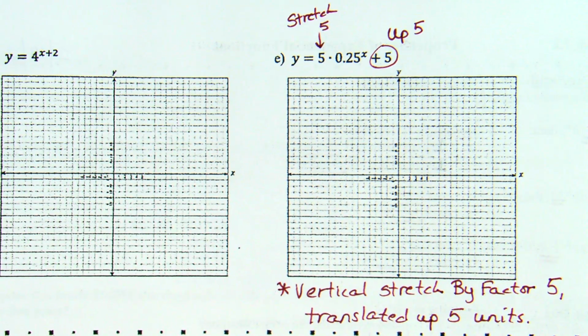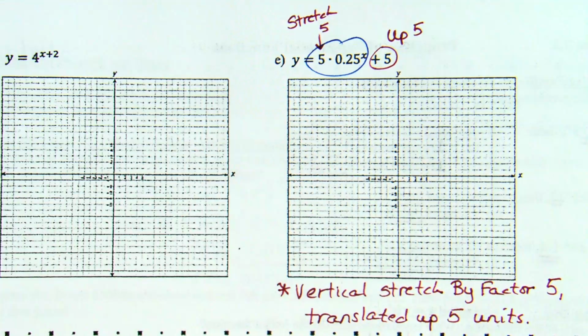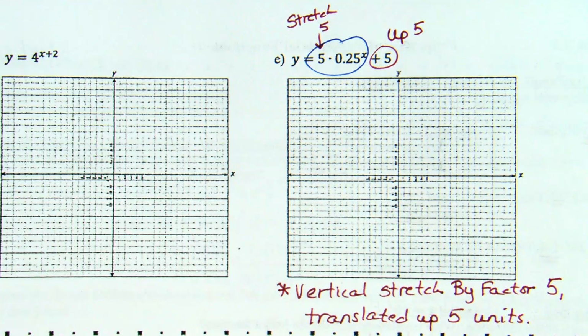Okay, with that in mind, if you think about this one the way I've been doing the others, I'm going to plug values into the main part of this before we do any moving left, right, up, down. So my recommendation is you plug your values into the 5 times 0.25 to the x, and then move your points up 5. Although in this one you could plug the x values in just fine as is and get the values to go, because we're not moving left or right.